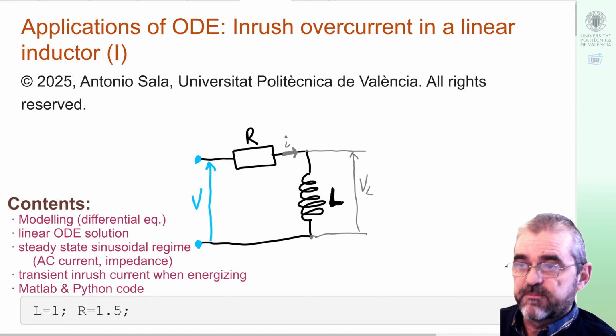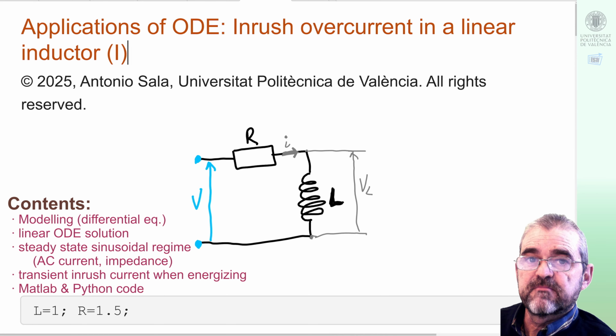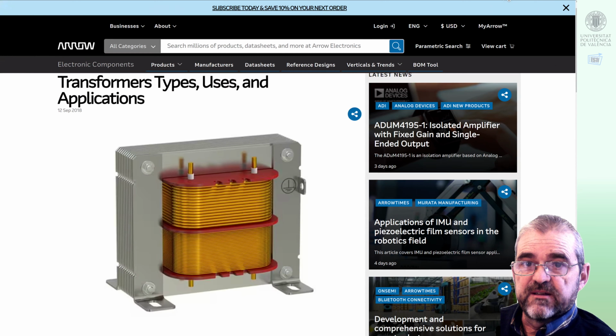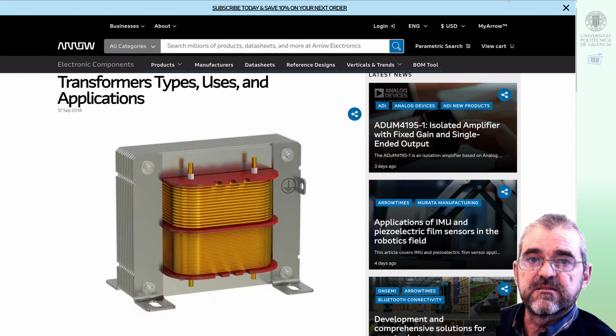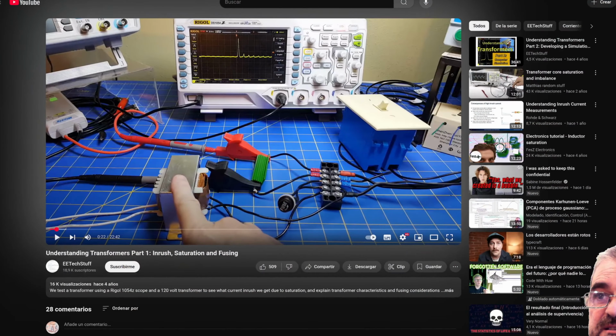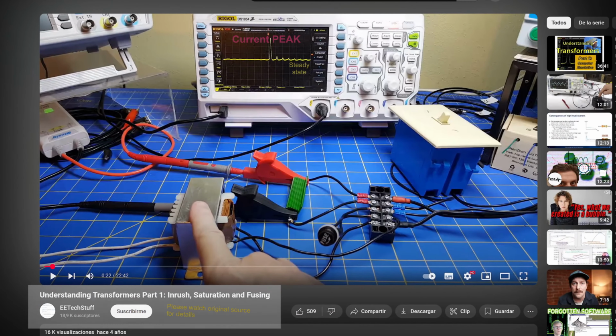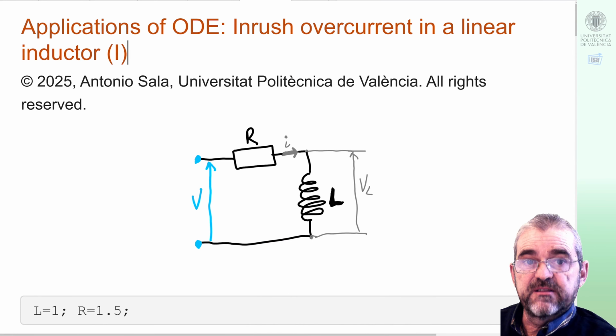The engineering application of this analysis is when you are energizing a big transformer from zero current. You may have overcurrents there, and those overcurrents may be even exacerbated by saturation, as we see in this scope. But the nonlinear part will be discussed in a later video, and I'll also provide a link to the YouTube video I just showed.